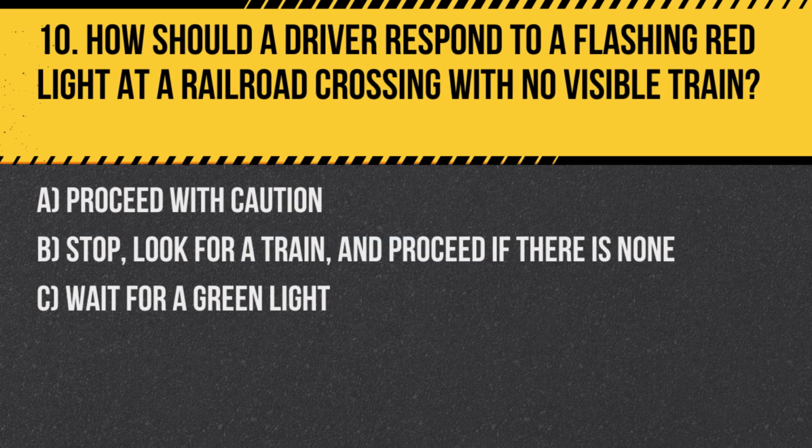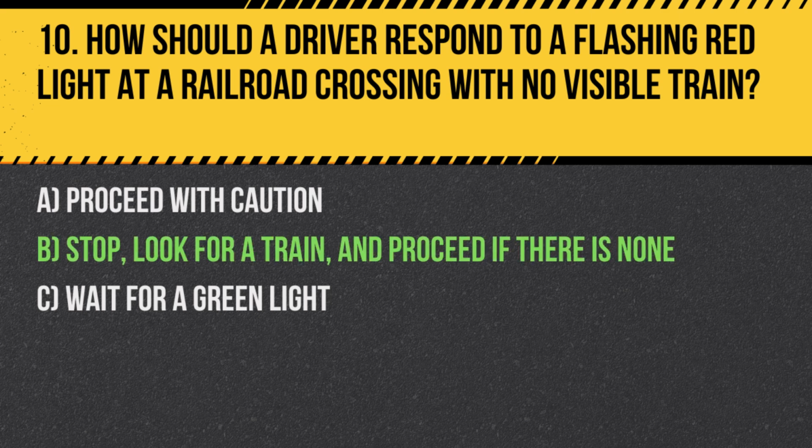Question 10. How should a driver respond to a flashing red light at a railroad crossing with no visible train? A. Proceed with caution. B. Stop, look for a train, and proceed if there is none. C. Wait for a green light.